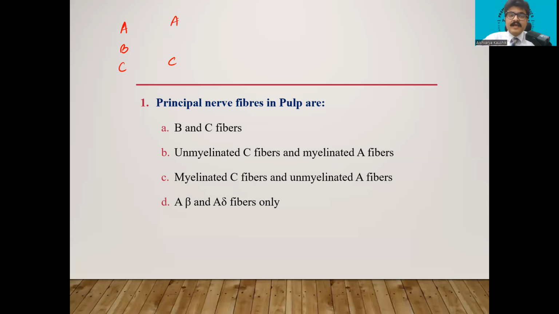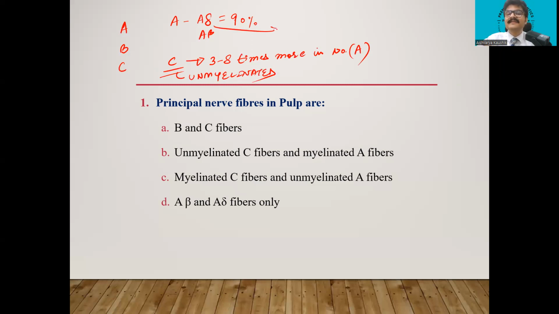Now, amongst the A fibers, it's the A delta fibers which constitute about 90% of the tooth innervation. The rest 10% are A beta fibers. And then we have the C fibers, which are even more than the A delta and A beta fibers. They are about 3 to 8 times more in number as compared to the A fibers, right? Now, based on the level of myelination, C fibers are unmyelinated, right? A delta fibers are lightly myelinated, that is thinly myelinated. These are the two things that we are interested in.